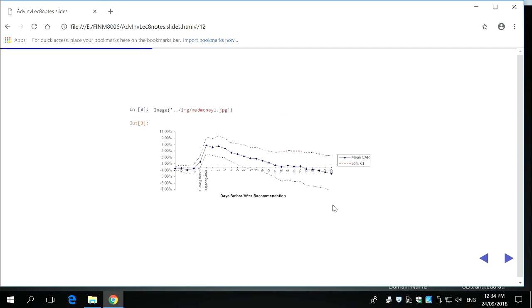So this is the abnormal return around the airing of his show. Right, so if you have this point, that's the closing of the market before his show is aired. And the next point here, the next trading day, is the opening of the market after his show is aired. What do we see here?